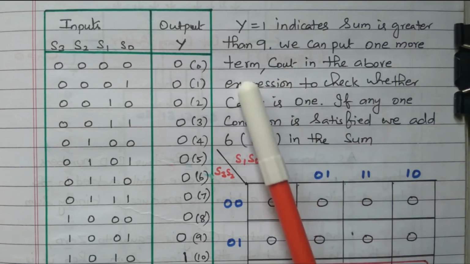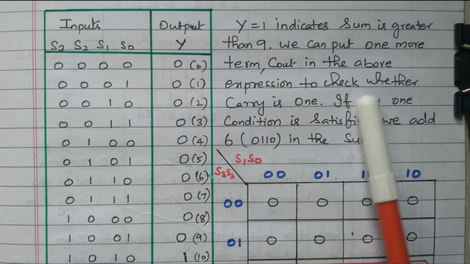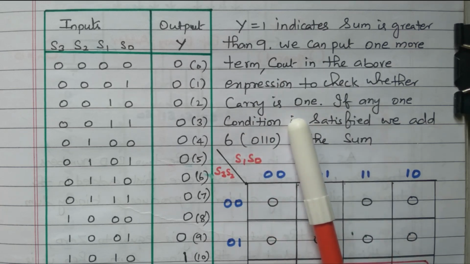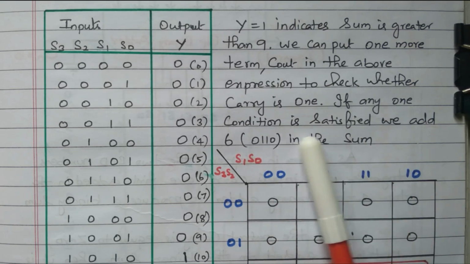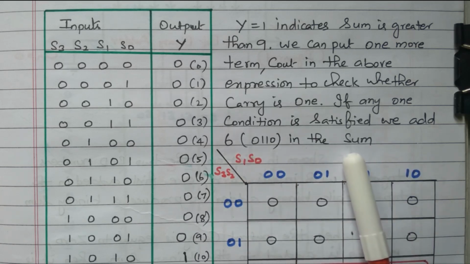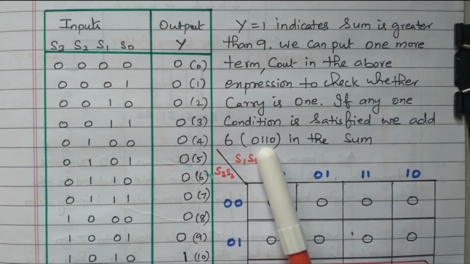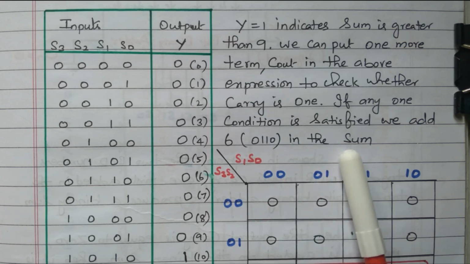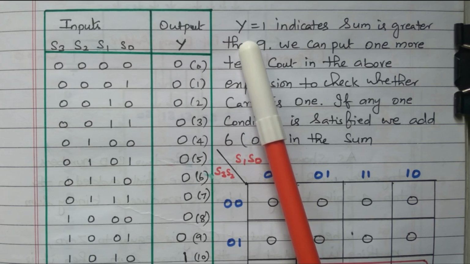We can put one more term, C out, in the above expression to check whether the carry is 1. Right? So the carry is also taken into account. If any one condition is satisfied, we need to add 6 to the sum. Right? So in the BCD adder, if the sum is greater than 9, we need to add 6, the binary equivalent 0, 1, 1, 0, in order to get the correct answer. Whether it is greater than 9 or less than 9 is indicated by Y. Y equal to 0 means less than 9, Y equal to 1 means greater than 9.